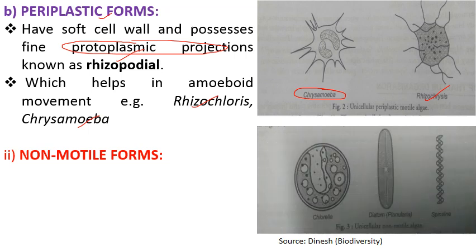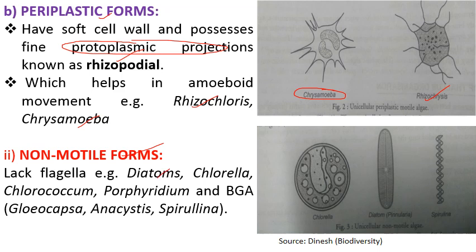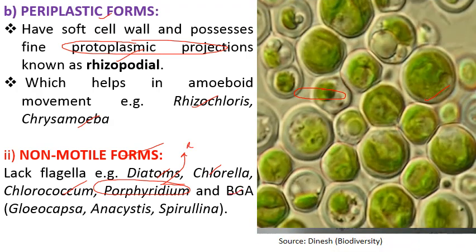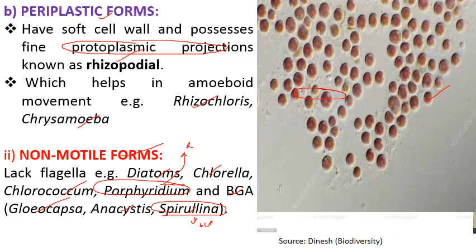Then next we have non-motile unicellular forms. It includes examples like diatoms, chlorella. Then we have chlorococcum and porphyridium. So this is the exceptional case. This is a red algae, which is unicellular. And we have many BGA, which include Gloeocapsa, Anacystis, spirulina. So ये जो spirulina होता है, it is also used in production of SCP, that is single cell protein. So this is the chlorella, and this is porphyridium.